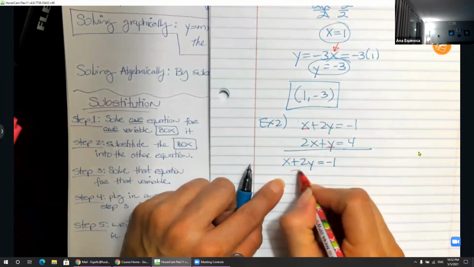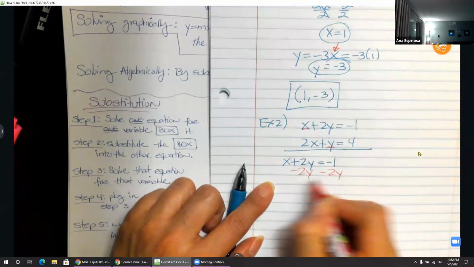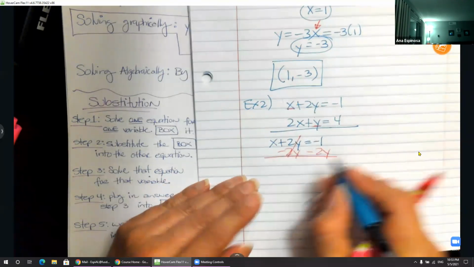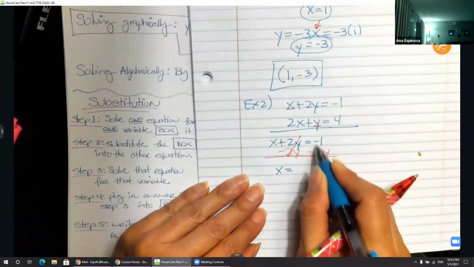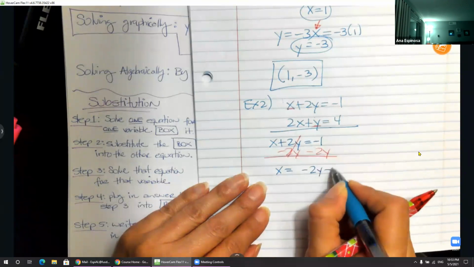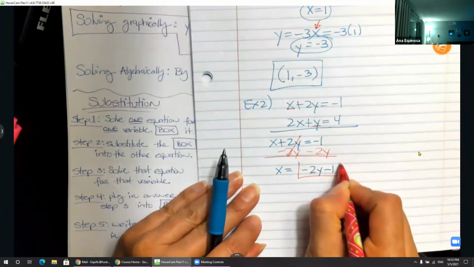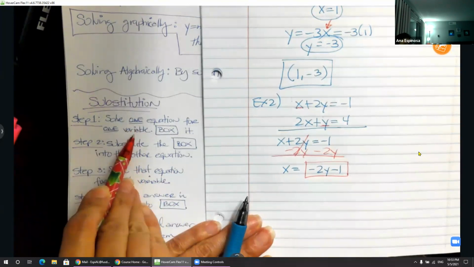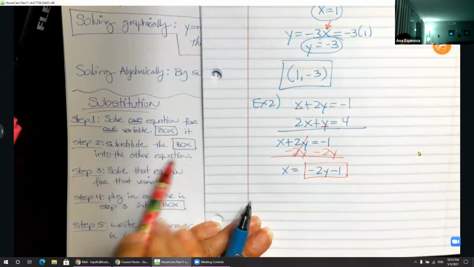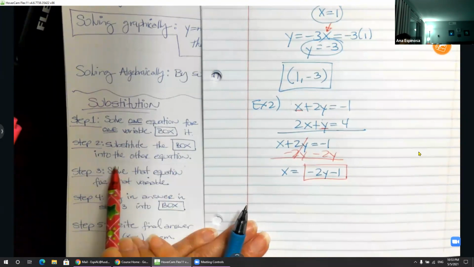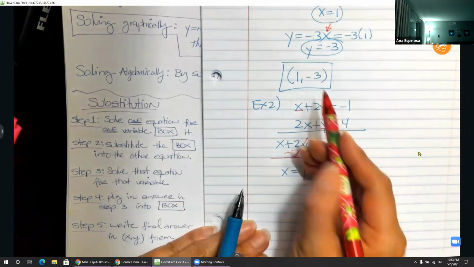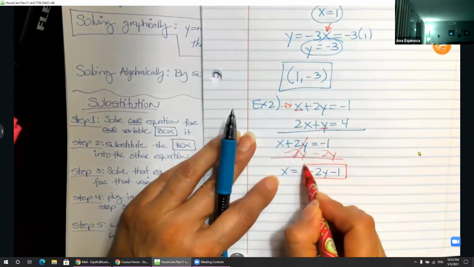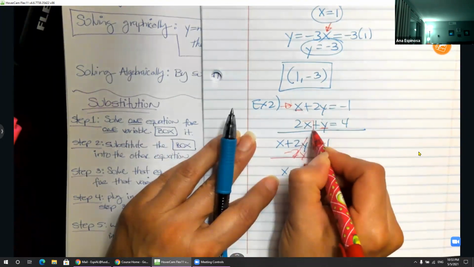That means I'm going to subtract my 2y. And these are not going to come together. They're just going to be left as they are. And it doesn't matter the order either. And then I'm going to box them. So once I solve one equation for one variable, then I'm going to box it, which is what I did. And I'm going to substitute the box into the other equation. So I use this one to solve. So I'm going to substitute this in here.